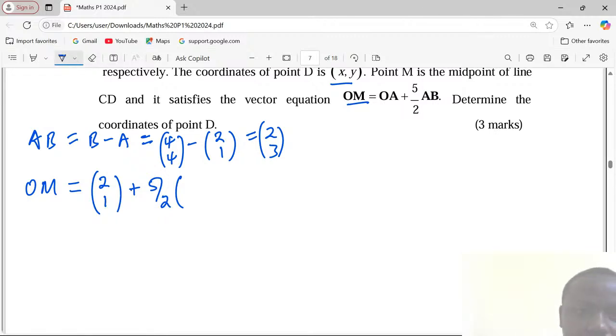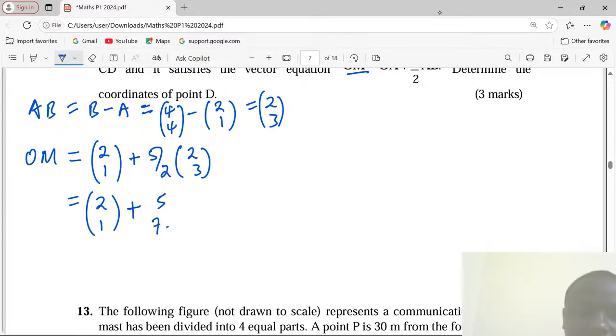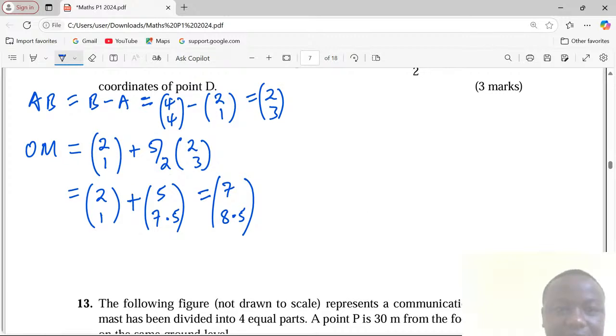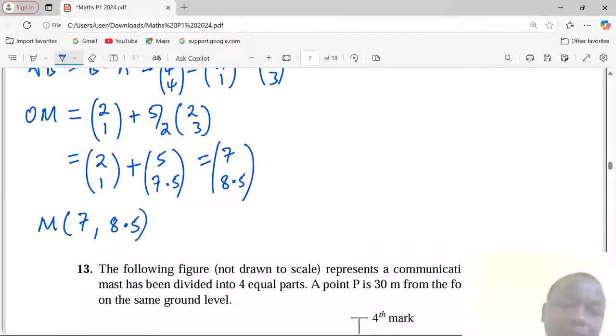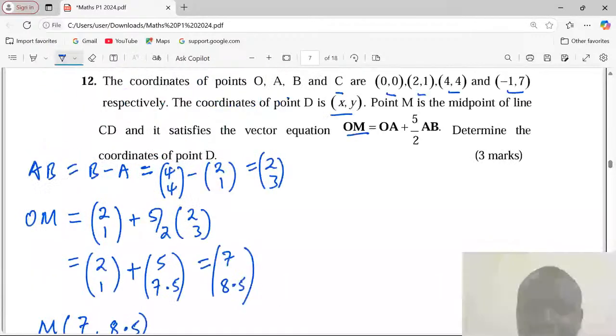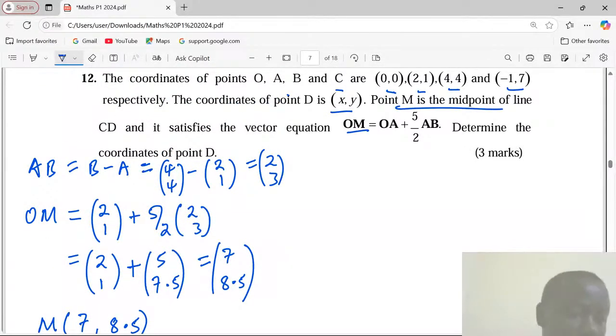Yeah, vector AB is 2, 3. So this is going to be 2, 1 plus 5 over 2 by 2 becomes 5, and 5 over 2 by 3 becomes 15 over 2, which is 7.5. So this is going to be 7 and 8.5. And this means that if this is the column vector of OM, then the coordinate of M shall be 7, 8.5.